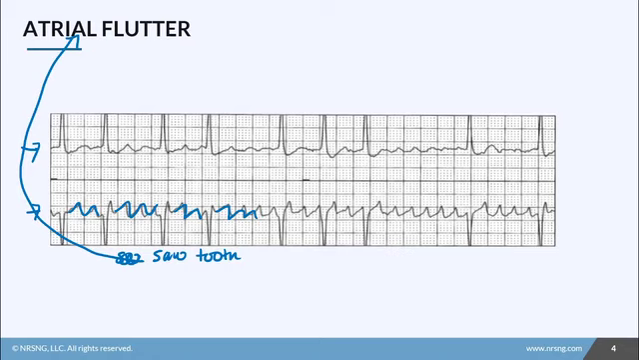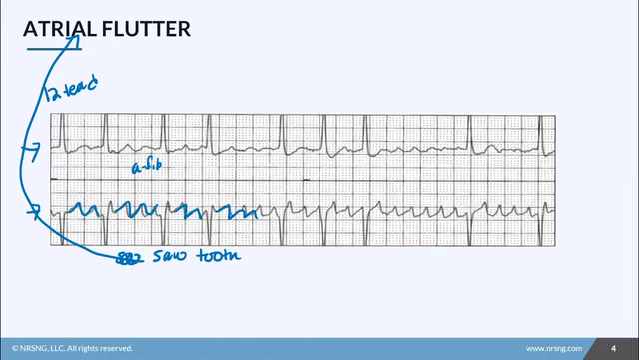Now, if you look at the top lead, it doesn't necessarily look like a sawtooth. It looks more wavy, so you can almost confuse it with AFib. So always get a 12-lead EKG when you're not sure what the rhythm is. That way you can confirm it.